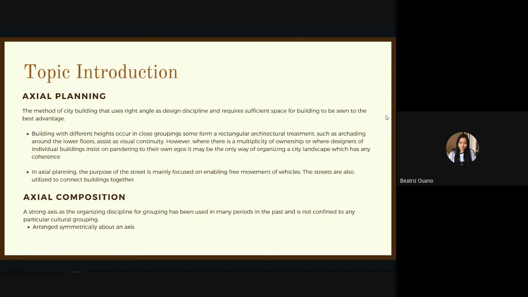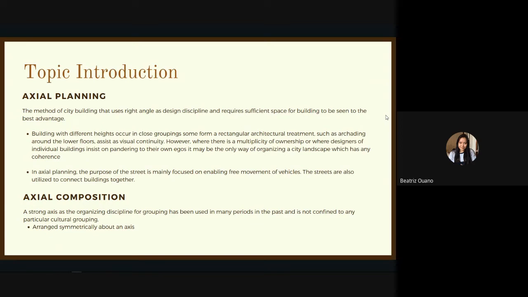It shows variety and order in terms of the aesthetic of each building and its neighboring buildings. However, where there is multiplicity of ownership or where designers of individual buildings insist on pandering to their own egos, it may be the only way of organizing a city landscape which has any coherence.